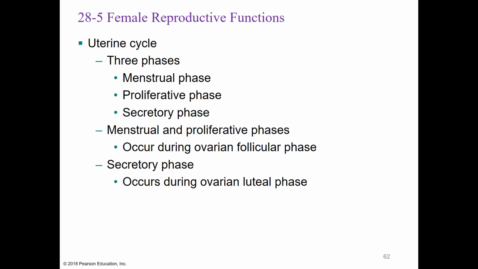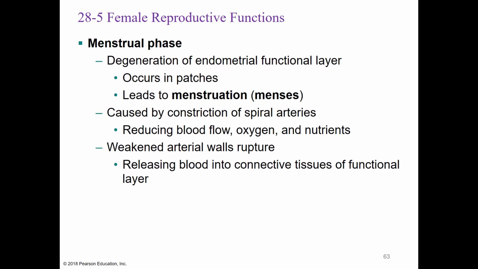So let's talk about the menstrual phase. The menstrual phase is the degeneration of the endometrial functional layer, which occurs in patches. This leads to the bleeding process known as menstruation or menses, and it's caused by the constriction of the spiral arteries, which will reduce blood flow, oxygen, and nutrients to the endometrium. This will cause the weakened arterial walls to rupture and release blood into the connective tissues of the functional layer.